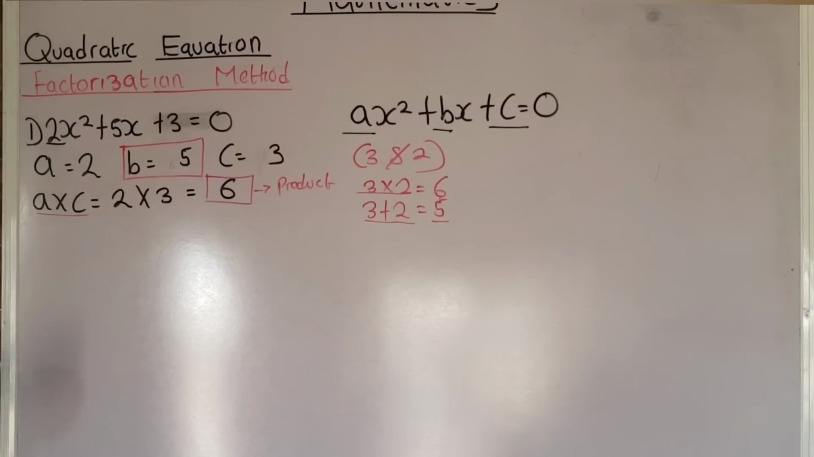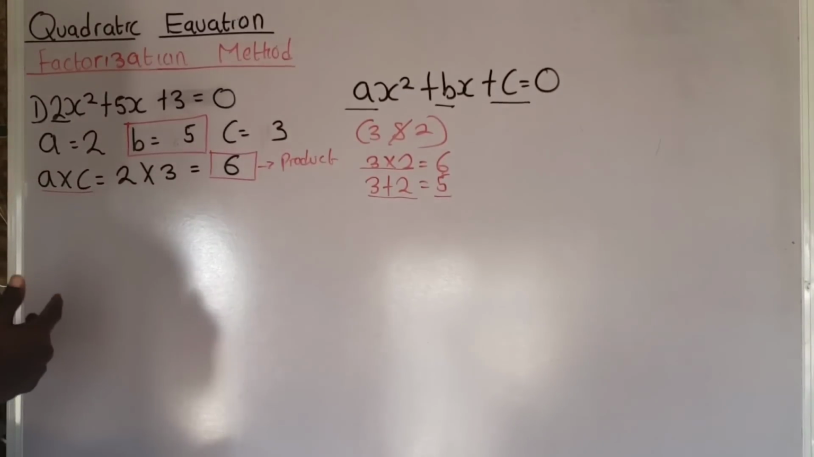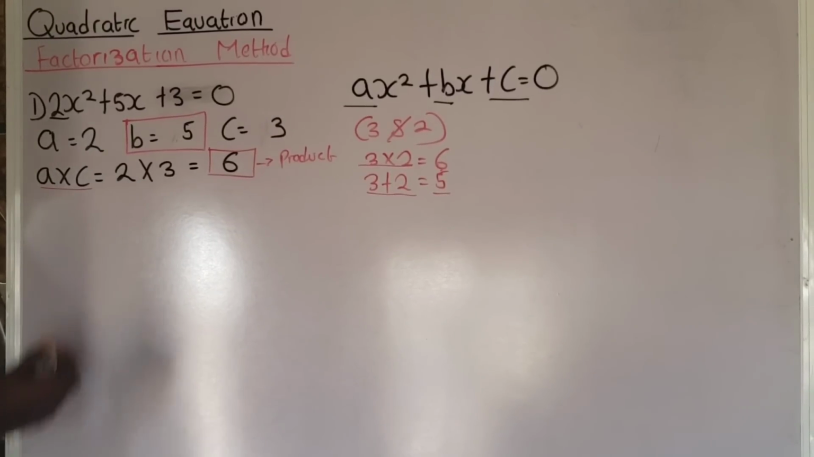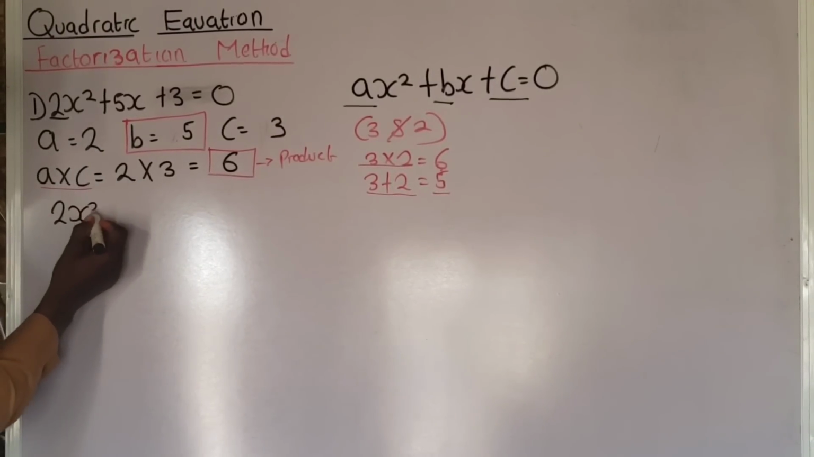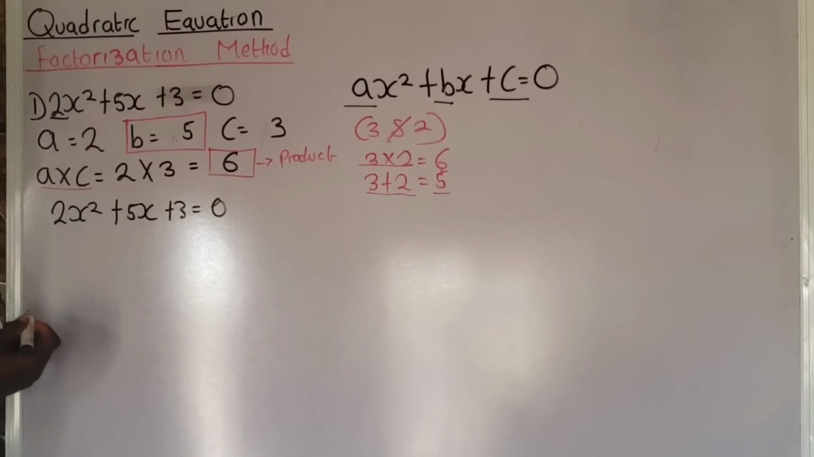Do you understand? Okay? Now, the next step is that you have to replace the second term by the sum of these two numbers. You understand? Listen again. This is what I mean. You have to replace the second term in this quadratic equation by these two numbers. The quadratic equation is what? 2x squared plus 5x plus 3 equals 0. Now, I'm going to replace the second term. The second term is b, and b is what? 5. So I'm going to replace 5 by 3 and 2. I'm going to replace this by their sum.